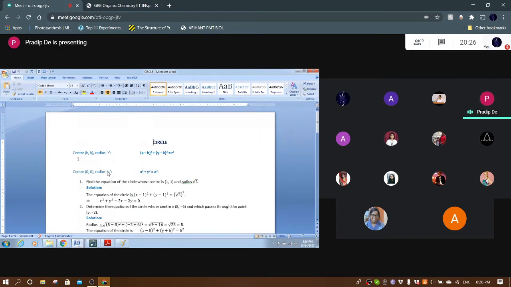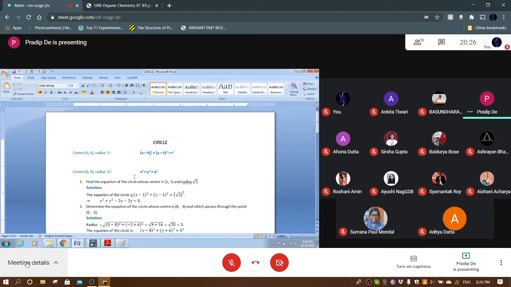So the first formula is, when the center is hk and radius r, the equation is x minus h whole square plus y minus k whole square is equal to r square. If the center is at 0 0 and radius a, you may also take radius r, no problem. Then the equation is x square plus y square is equal to a square.